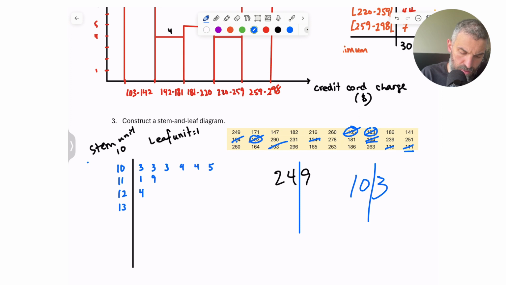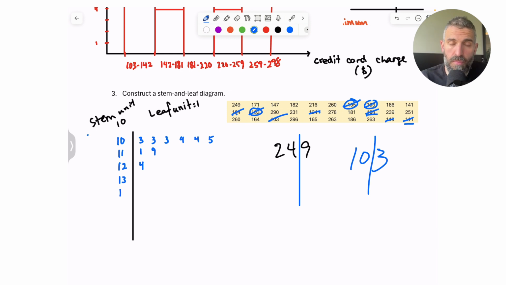130. See, I don't have 130, but I can't skip it. So I'm going to leave it there, but I'm just going to leave it blank. Then we go to the 140s. I see 141. Let me see if I have 140 anywhere. I don't. So 141. 142, 140 anything. I see 147. So that's in. Okay, good.